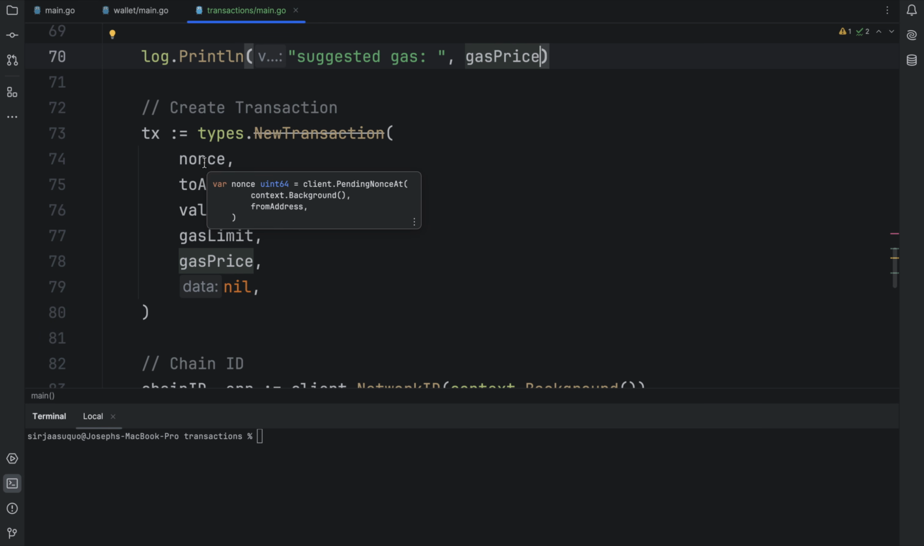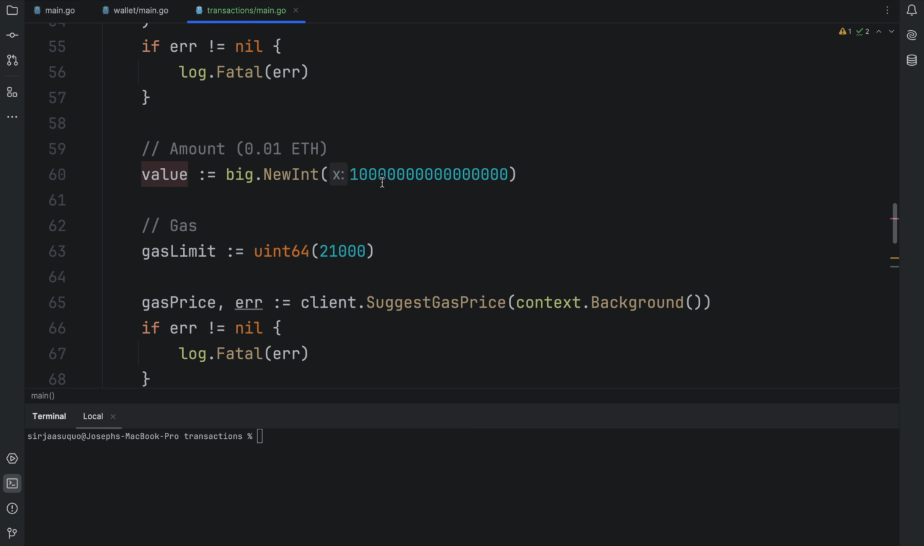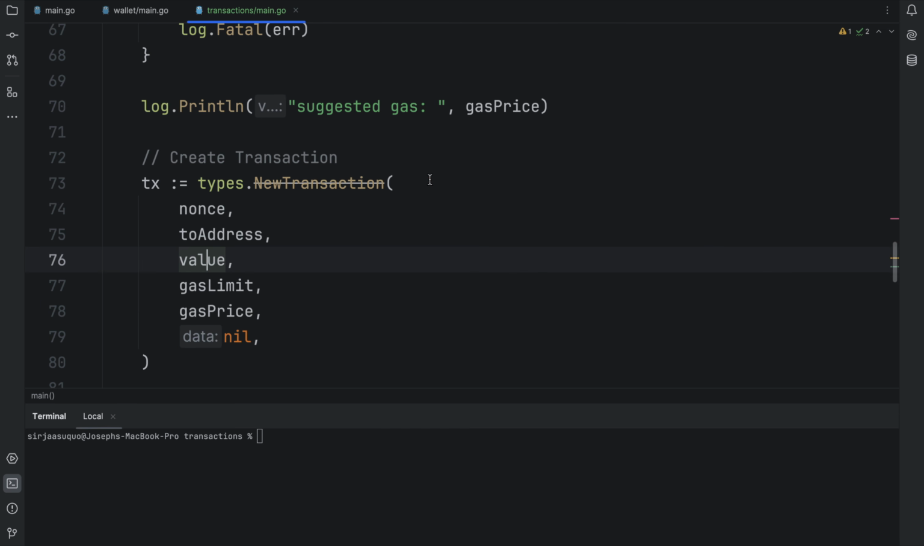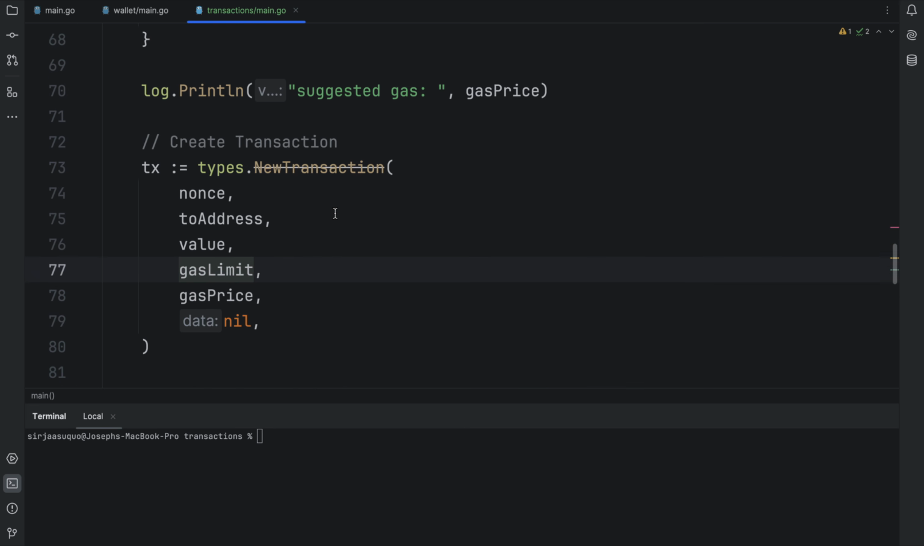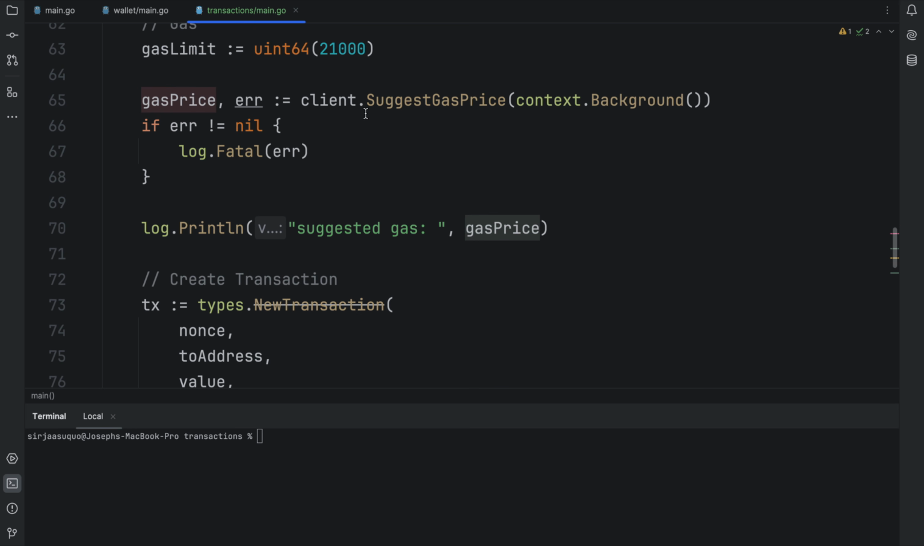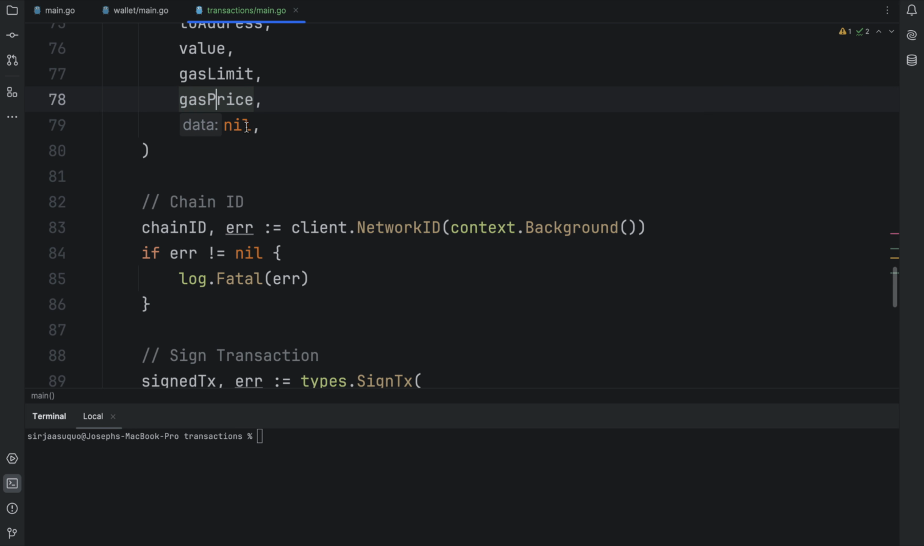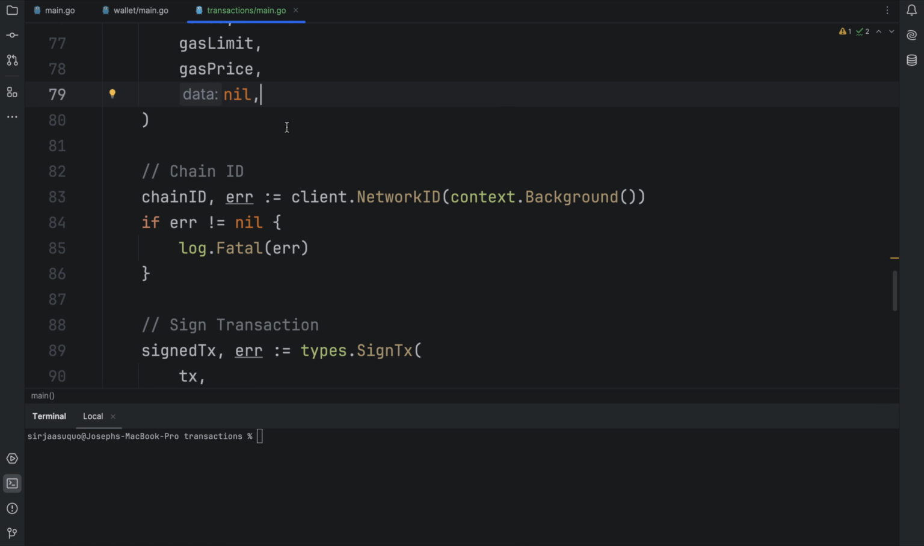So you get your nonce, you pass your nonce here, your to address, that's my address that I'm going to send to, the value which we converted to Wei, and then the gas limit which we set here as 21,000, and then our gas price, which is the suggested gas price, right? And then like I said, data is nil. You're not really sending any information, no data there. You're just sending ETH from one wallet to another, right?